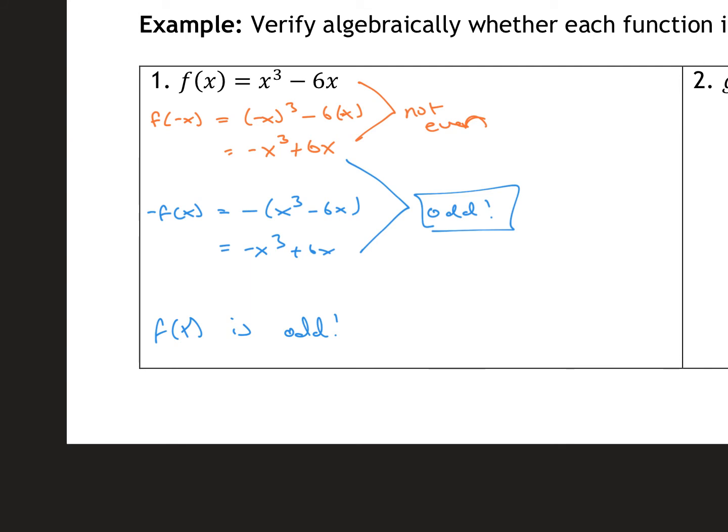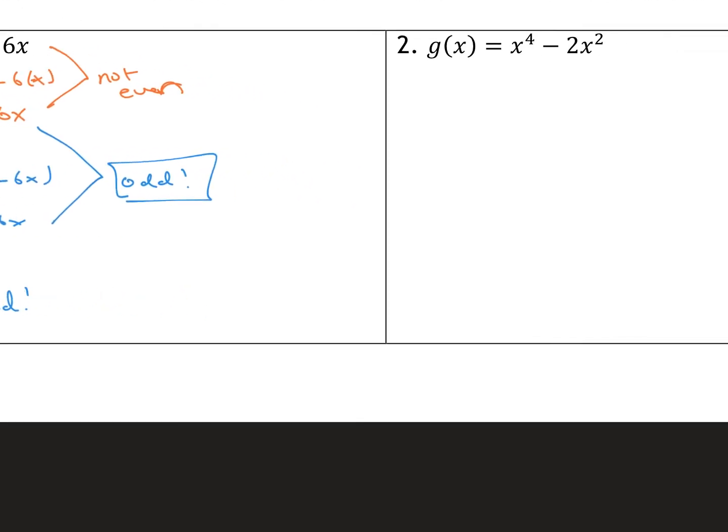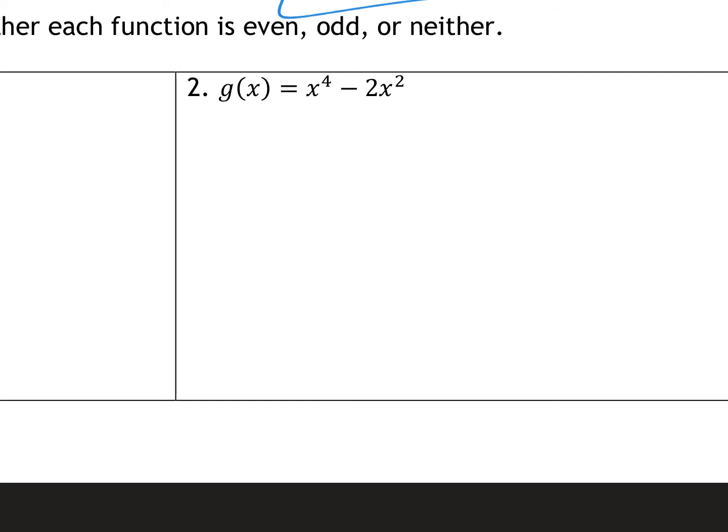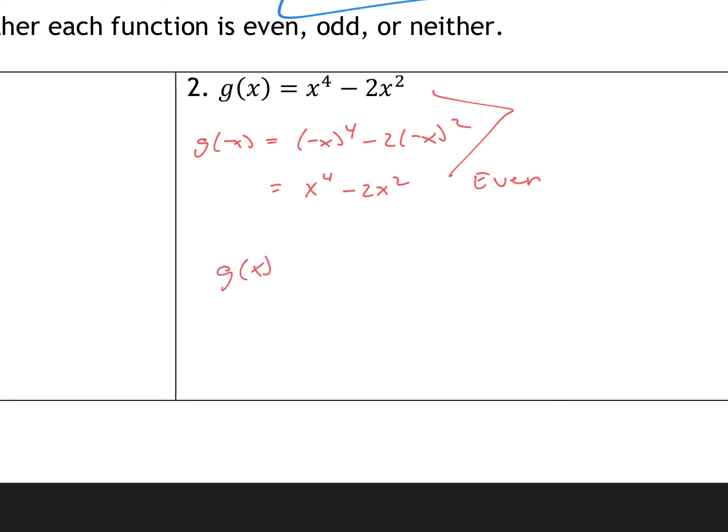So we always start, we plug in negative x, see if it matches the original. If no, we go to the next one. We distribute a negative. If it matches the f of negative x, then we are good to go. So let's look at this one. We always want to check even first. So g of negative x is equal to negative x to the 4th minus 2. So since they're both even exponents, we're good to go. This is even because those match there. So g of x in this case is an even function. Cool? That's what we got there.